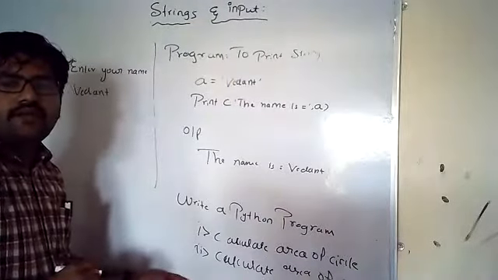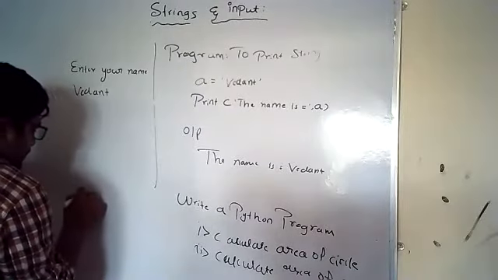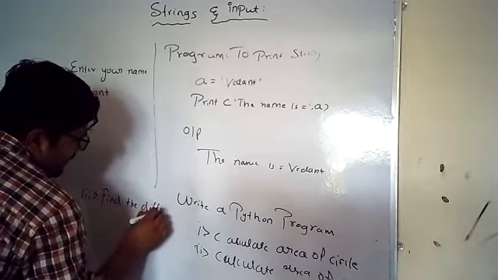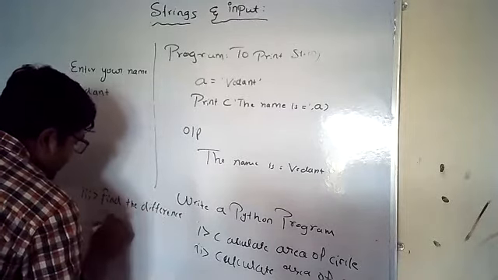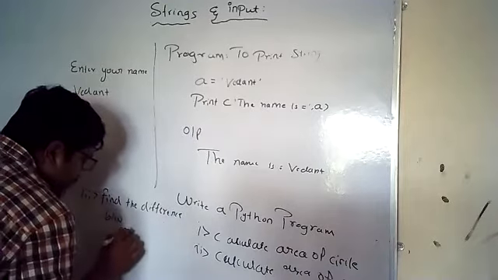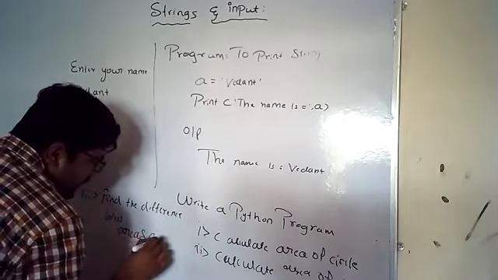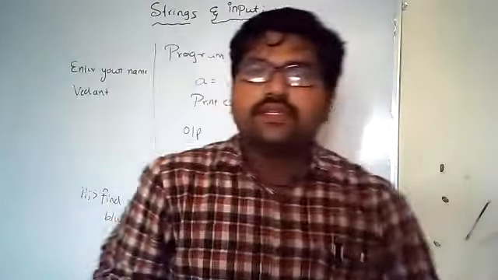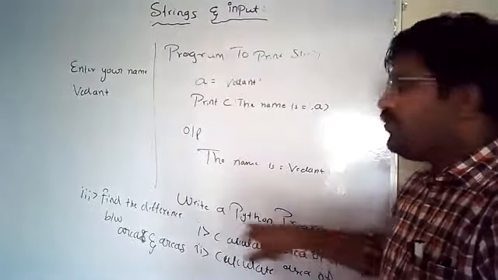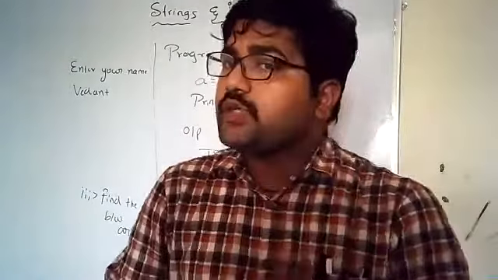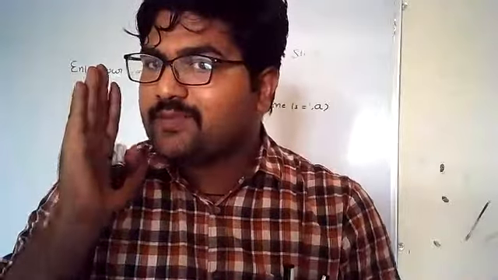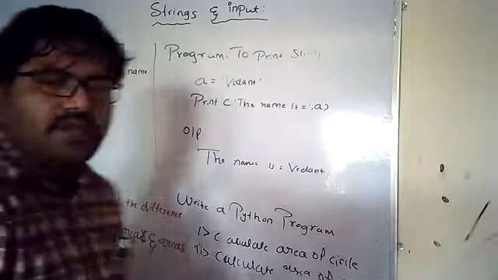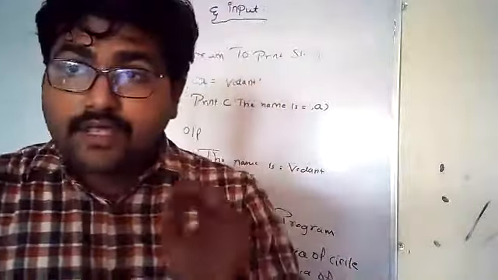It is your assignment. The third one is find the difference between area of circle and area of square. See my dear students, immediately you need to do this one. Write a Python program that should calculate the area of circle, that should calculate the area of square. Then you need to find out the difference between area of circle and area of square. It is a subtraction, you need to do that.